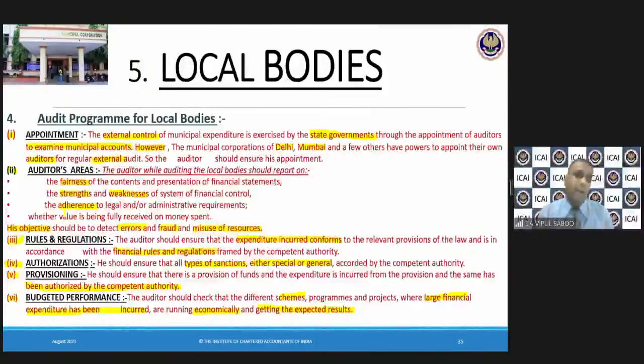Till the time I'm showing you the video, which is a 6 to 7 minute video, students can type in your doubts over here. Yes, Mr. Arihan, HUF is like an individual only. So the tax audit provisions applicable to individuals are applicable to HUF as well. You can read it in the income tax law.